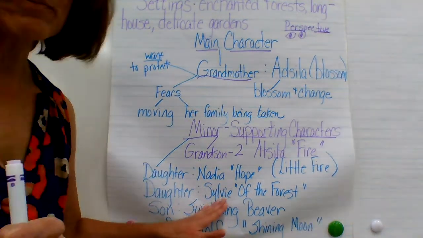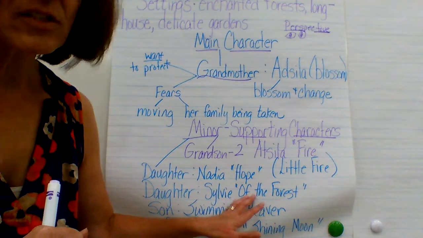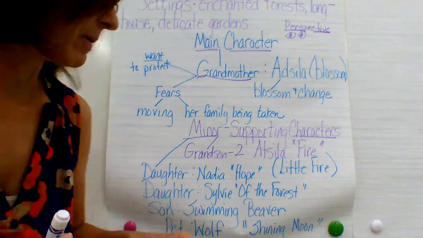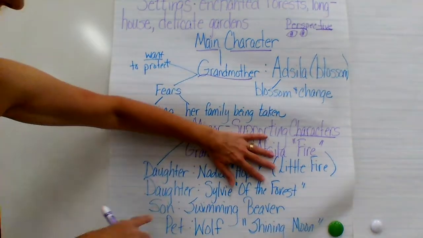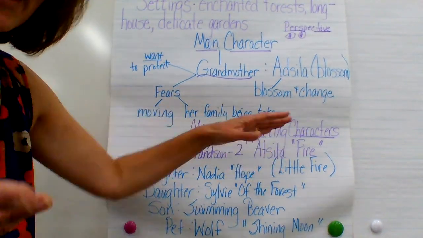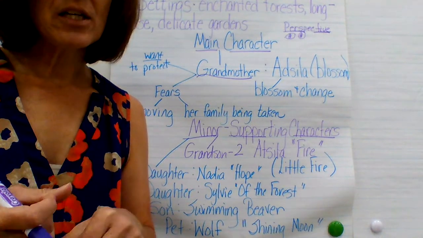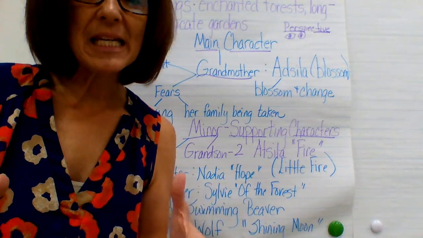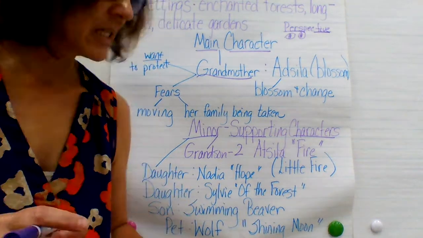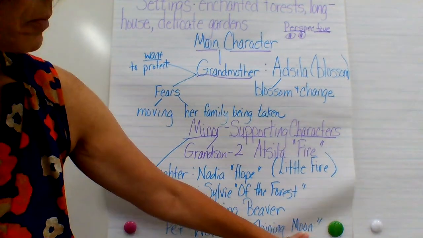I picked a daughter named Sylvie because I really do have a daughter named Sylvie, and her name means of the forest. Isn't that cool? So I'm going to use of the forest for her name in my story. Then I picked a son, and he's going to be called Swimming Bear because I have two sons and they're both very good swimmers. So I decided to only have one in the story, but he's going to be called Swimming Bear. And then I picked a pet, and the pet is going to be a wolf, and his name is going to be Shining Moon.